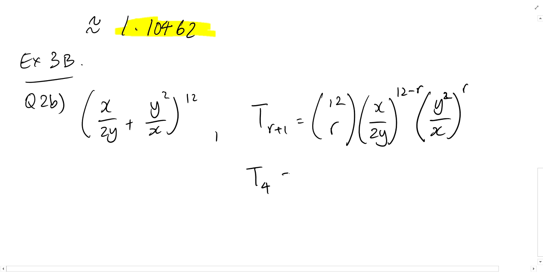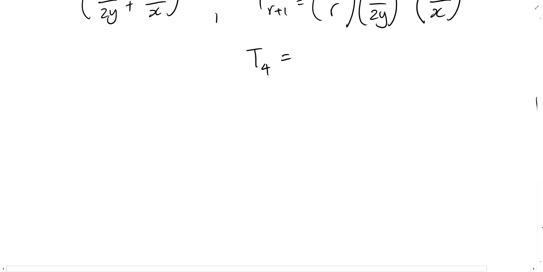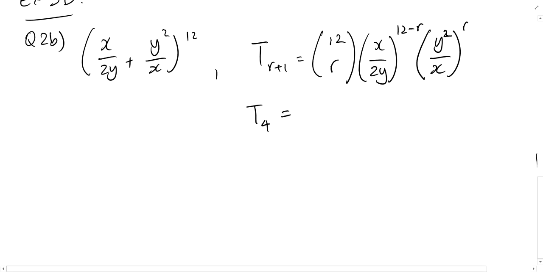They want the fourth term, right? So what is the value of R? 3. This is why I asked you to write down the general term like this, so that you don't make the mistake of thinking fourth term means R equals 4. Alright? So we know that it is equal to 3.